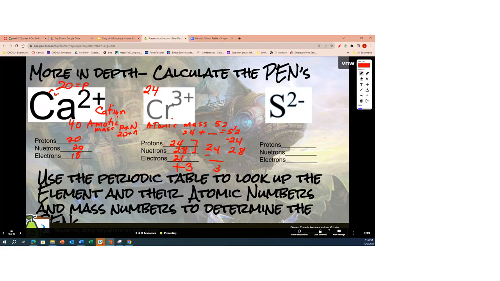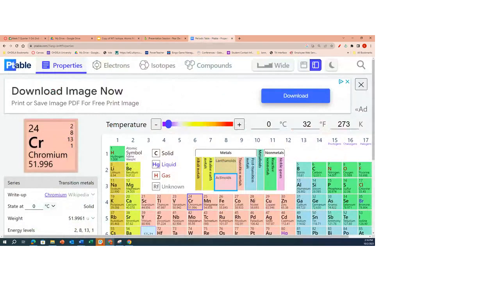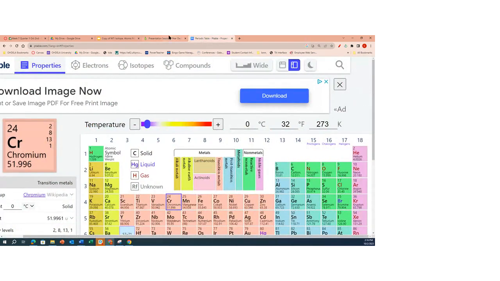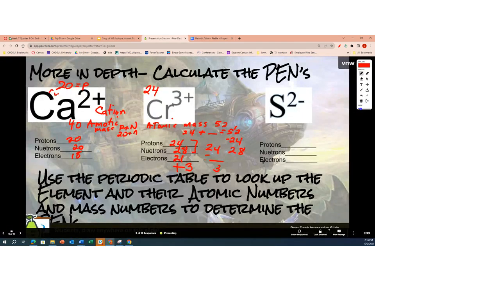Okay, so this one's the last one, sulfur. Let's go to the periodic table, and sulfur is 16 and 32. Okay, so I'm going to put in 16 protons. So my atomic number is 16. That's my protons. And 32 is my protons plus my neutrons. So I got 16 protons plus something gives me 32. So I can do my algebra, right? So let's say that's x, 16 plus x. I subtract 16 from both sides. So how many neutrons do I have here?